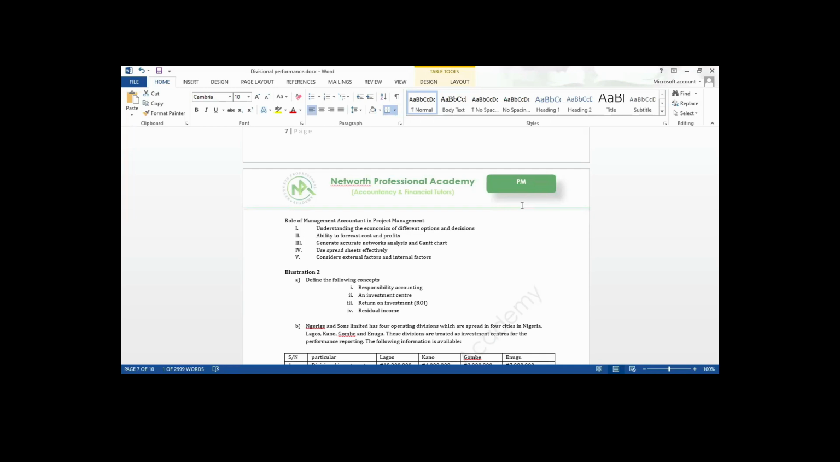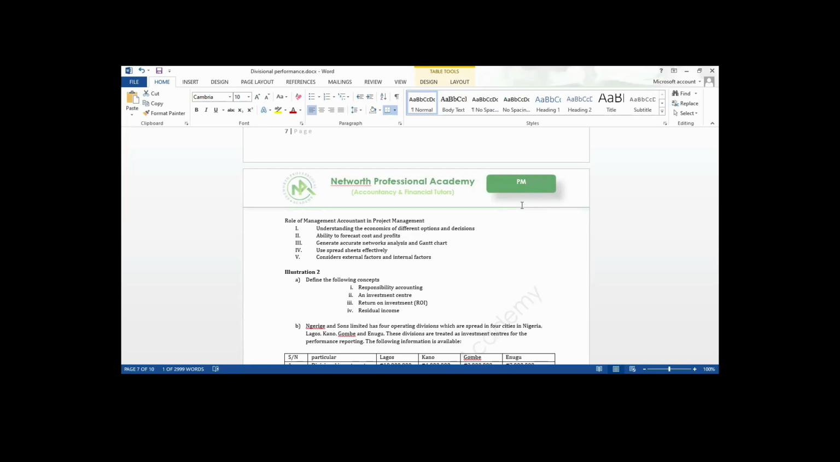When we say network analysis, you are going to ask yourself, how does the new project interface with other companies' projects? You are not going to draw network analysis. We are trying to introduce a new project. Then you now ask yourself, what is the impact of this new project on the existing company's project? You can use spreadsheets for this.